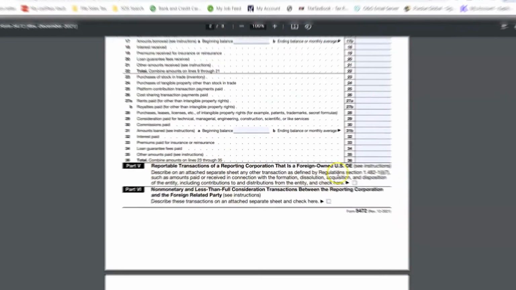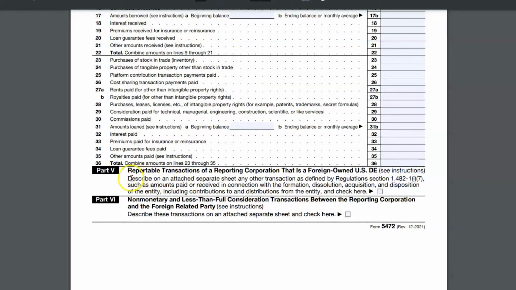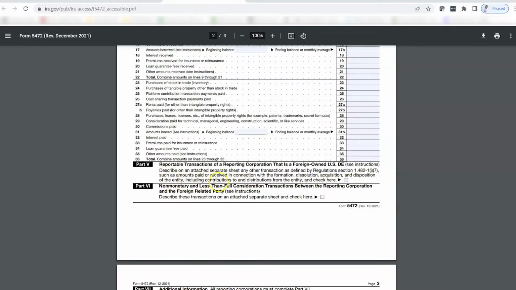So when you look at this, Part V basically instructs you to describe on a separate sheet any of the transactions that are listed in this regulation. This regulation gives you guidance on what all the reportable transactions can be. But to also make things easy, the IRS has summarized some of the most common transactions that will be reportable on a separate sheet, as long as you check this box and provide a separate sheet and report all the transactions.